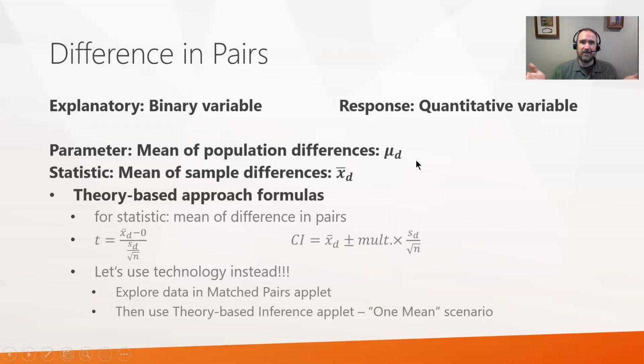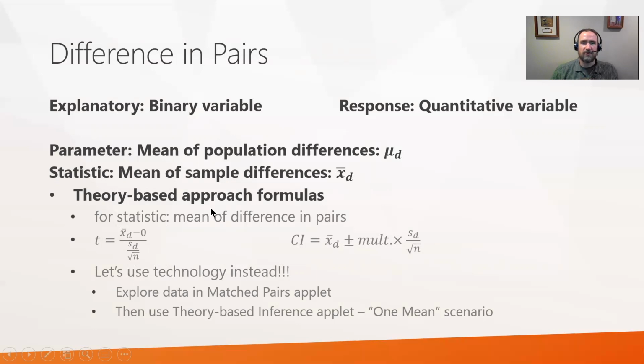So out there among the population, if we took all the pairs of data and calculated their differences, what would the mean turn out to be? That's what the parameter is. In our sample, our statistic is the mean of the sample differences. So it's x-bar of the differences. And this is the interesting thing. We have two quantities that are paired together. But in our analysis, instead of paying attention to those two quantities separately, we calculate a new value, the difference, and we basically treat it as a single quantitative variable rather than thinking about it as two variables.